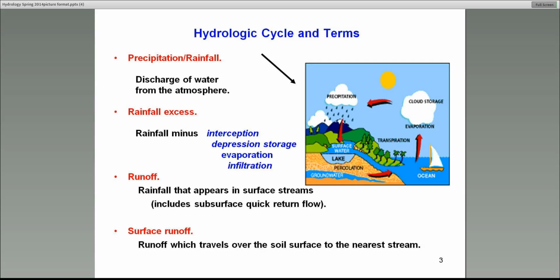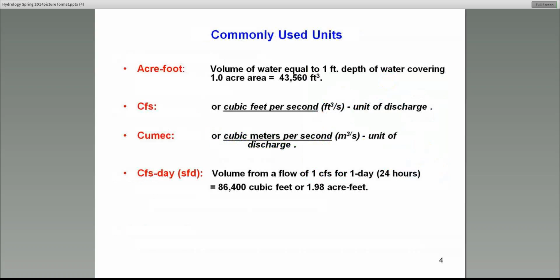The words runoff and rainfall excess are kind of synonymous. One refers to the volume under a hydrograph. The other refers to the rainfall excess under a hydrograph. So I'll make this distinction through an example. Surface runoff is what appears in the nearest stream.